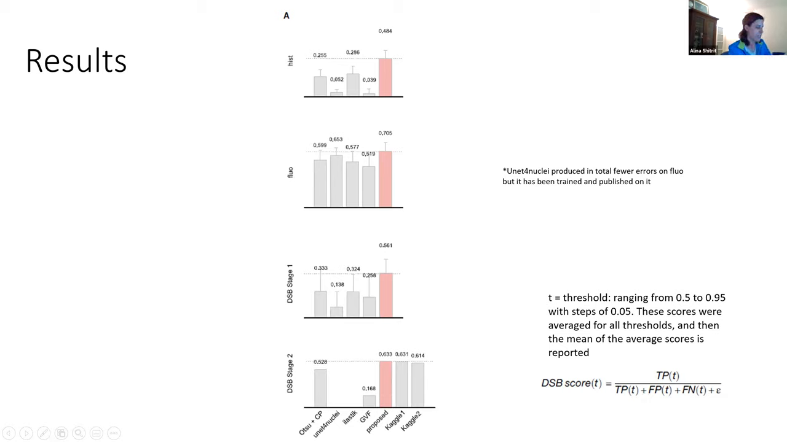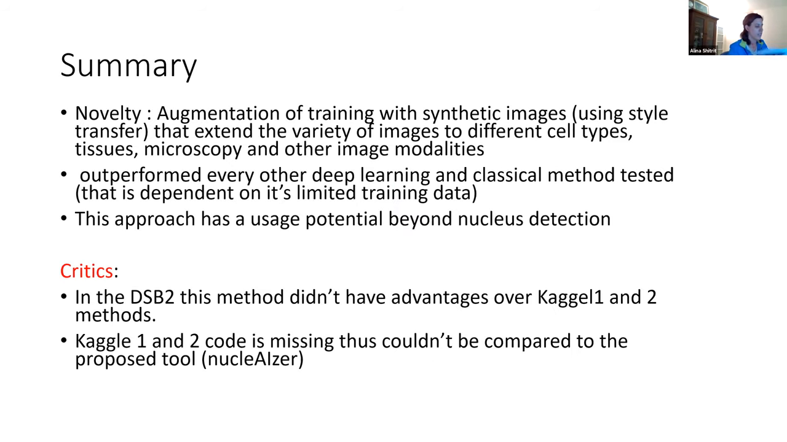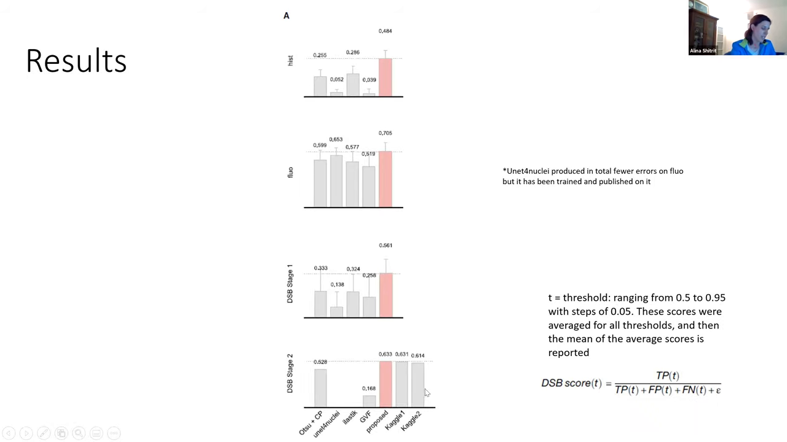Okay, so in summary, as I said, the novelty here is the augmentation of the training data using synthetic images, using style transfer. And that way, they extended the variety of images and made a better model. And it outperformed all the deep learning and classical methods they compared to. And we can think that this model can be used besides nucleus detection. And as I said, it didn't do much better for DSB2. And because the code was missing, it wasn't compared to them in the other data sets.